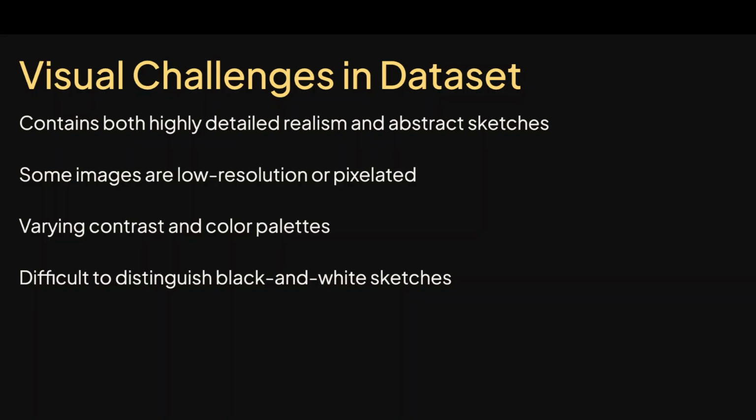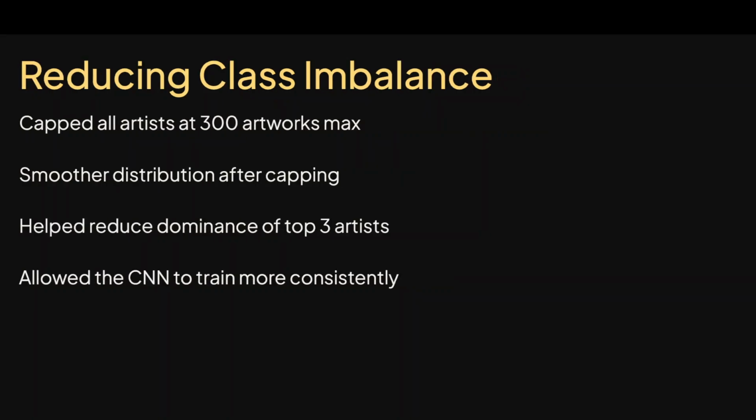Another factor to consider is class imbalance, as some artists may have significantly more images than others, causing the model to become biased toward predicting those more frequently. To lessen the effect of the skew, we decided to cap all artists at 300 pieces max, which created a much smoother slope of data variation.